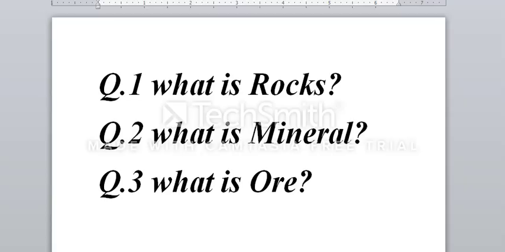Clear class? On the screen you can see three questions. First question is, what is rocks? Today we have talked about rocks and minerals. Second is, what is mineral? And third is, what is ore? Rocks, minerals and ore. Clear? And I can add a fourth question here.